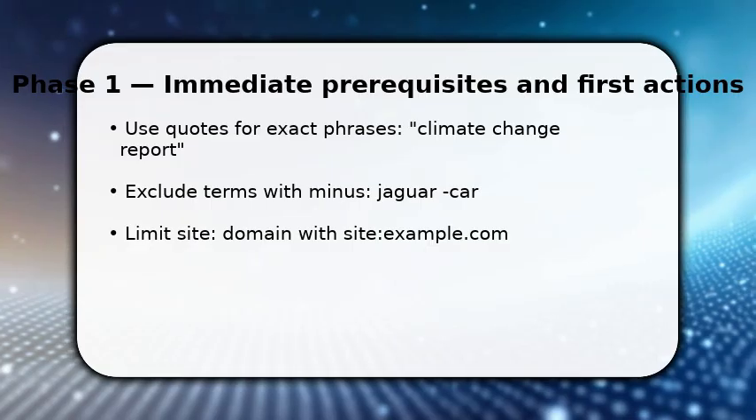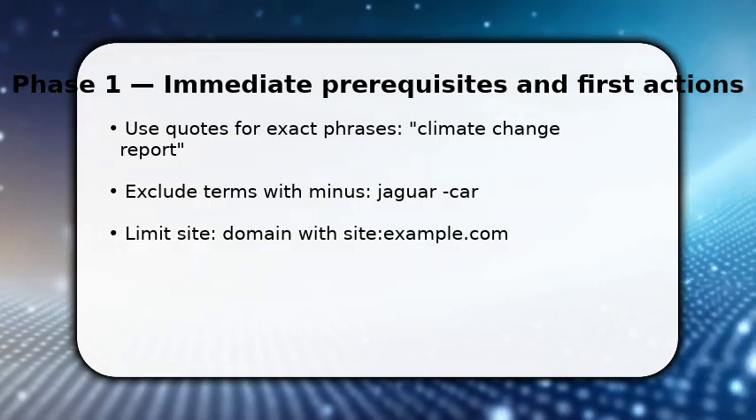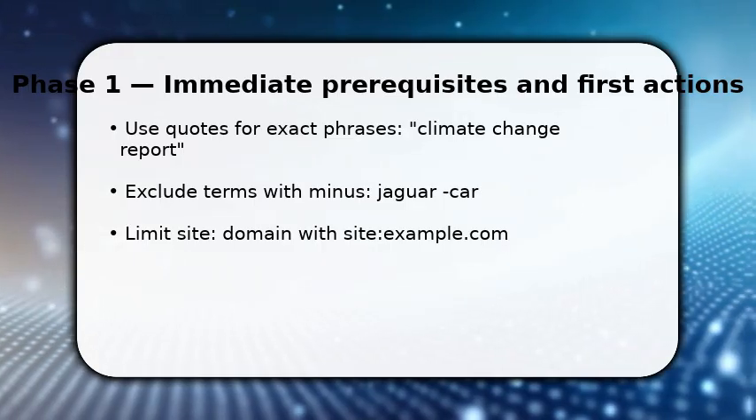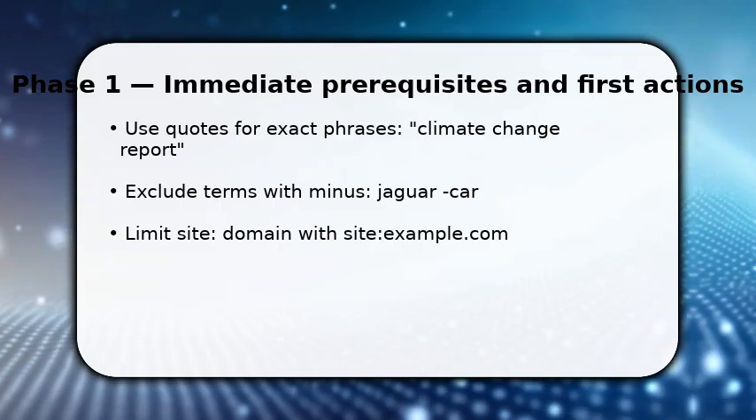You start by constraining what Google returns, so type directly into the search box. Use quotes around exact phrases to force exact matches, and add minus signs to exclude unwanted terms.